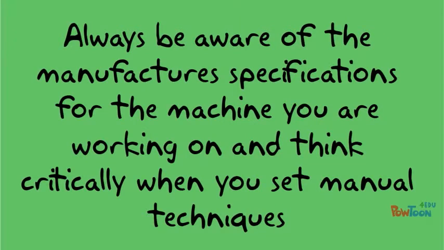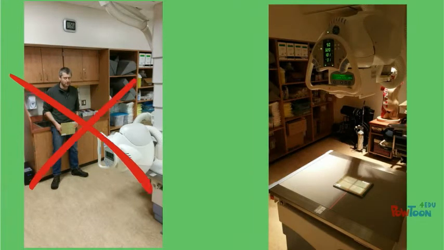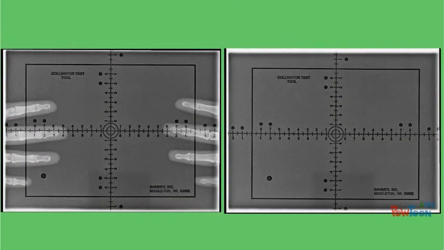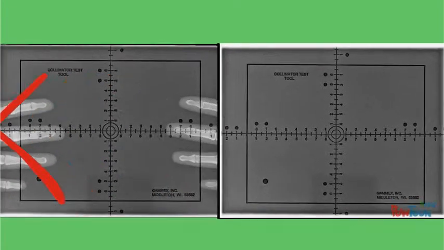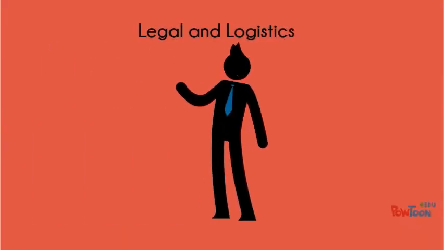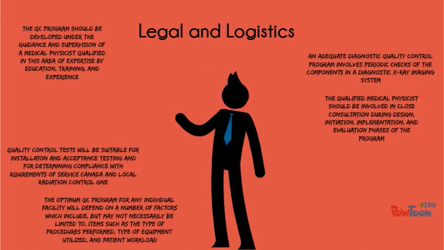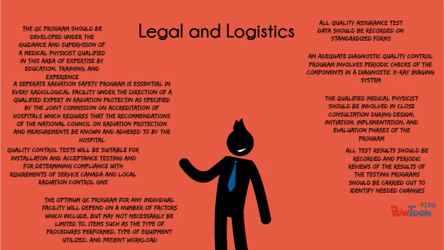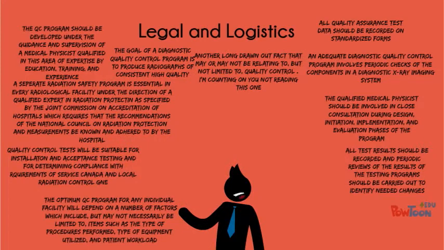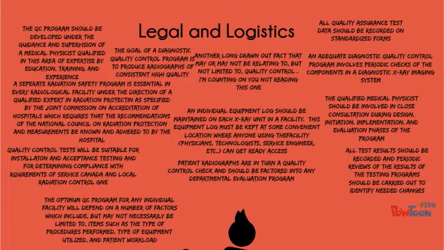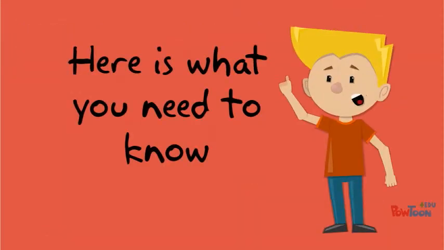Always be aware of the manufacturer's specifications from the machine that you are working on and think critically when you set manual techniques. While the quality control test is being performed, it is important to maintain proper radiation safety practices. That means none of this. A separate radiation safety program is essential in every radiological facility under the direction of a qualified expert in radiation protection as specified by the Joint Commission on Accreditation of Hospitals. Here's what you need to know.